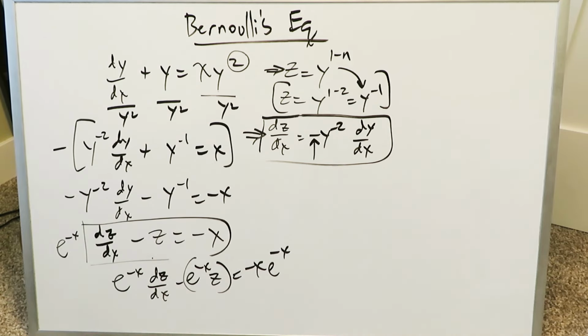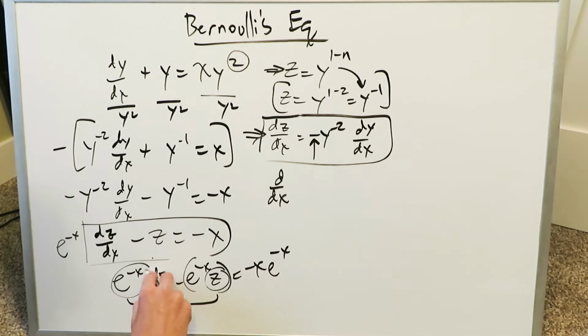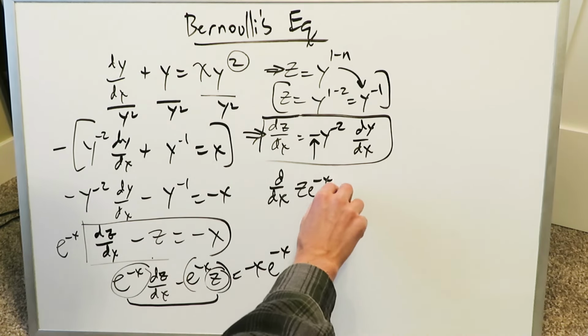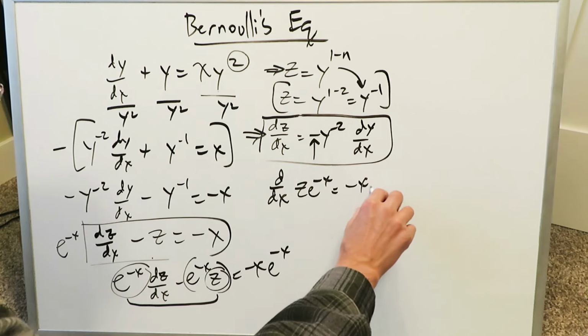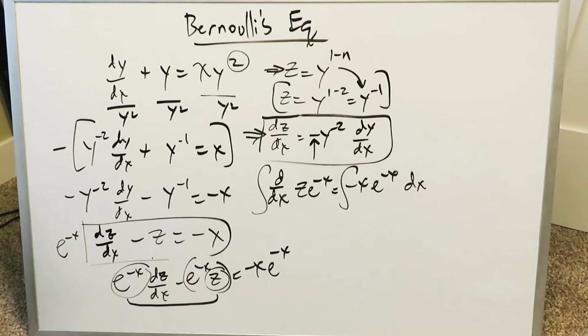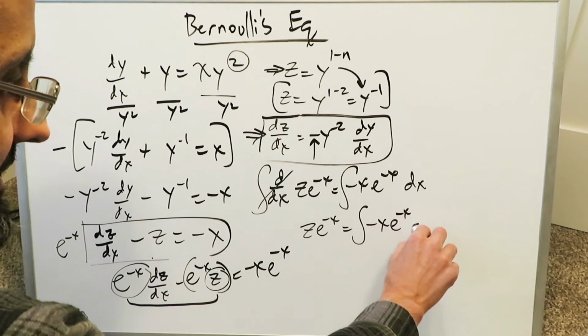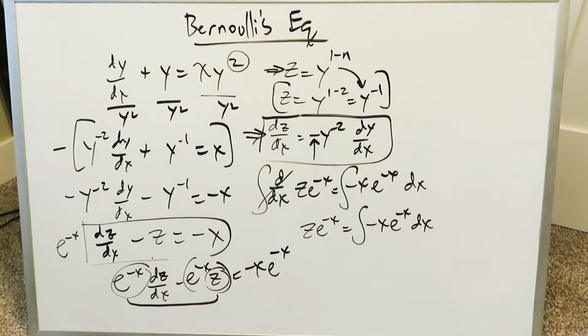Now, we have everything over here in the makings of the items we need to take us to our end point. Everything over here comes from a certain derivative, and you know what that derivative is. Look at this and look at this. It's z e to the minus x is equal to all of this minus x e to the minus x. Bring in your integral sign. These cancel out, so you're looking at z e to the minus x is equal to the integral of minus x e to the minus x dx, for which you have to do integration by parts.